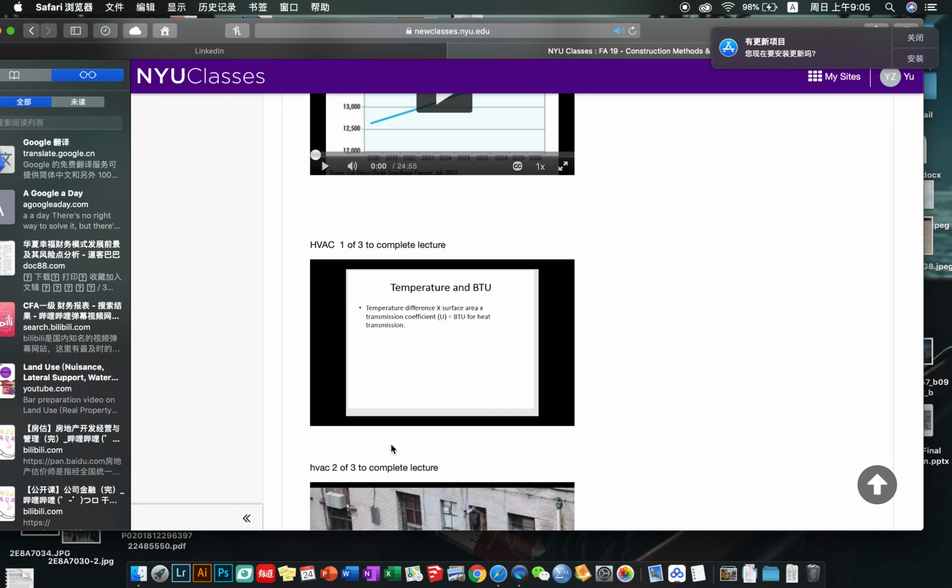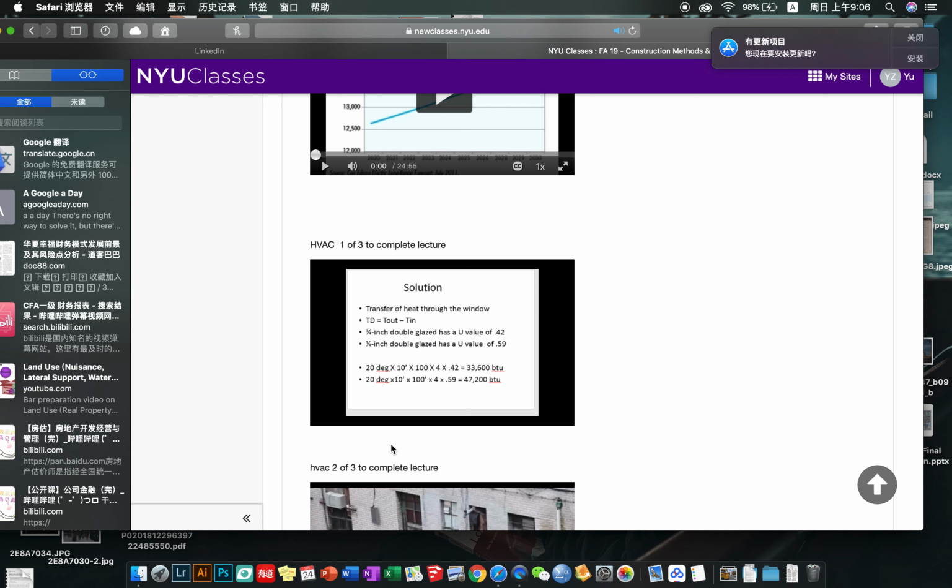Okay. So the formula we need to use here and understand is that for temperature differences through a medium, whether it's glass, concrete, whatever, in this case it's glass, it is the temperature difference between the outside and the inside times the surface area that this material occupies, okay, times the transmission coefficient U. And that will give you the BTU for the heat transmission that this difference in temperature causes through this glass material.